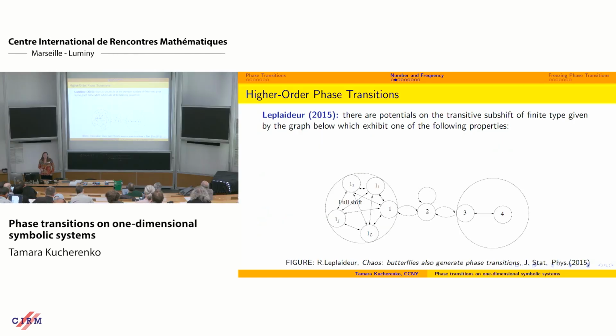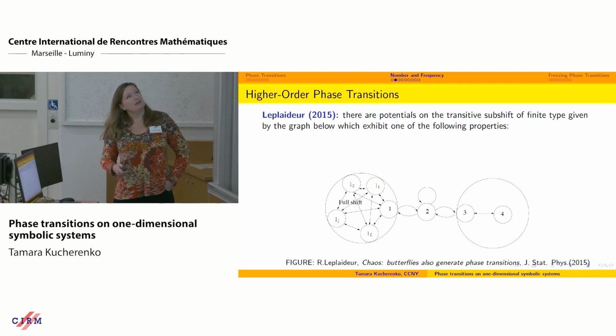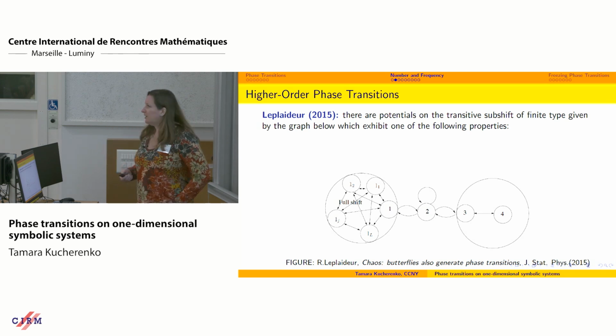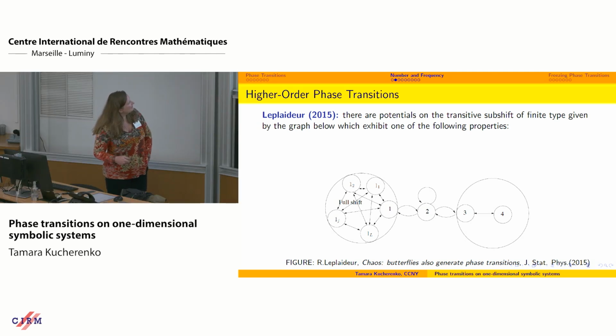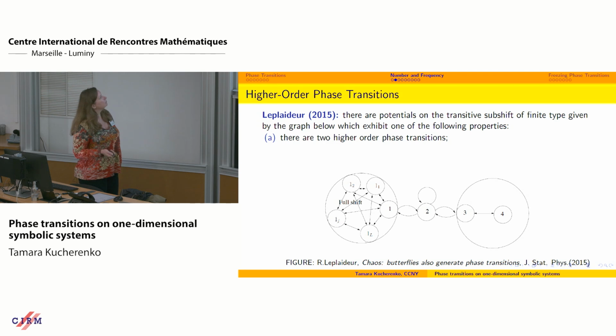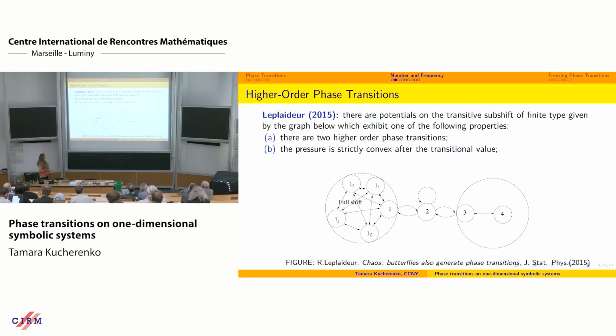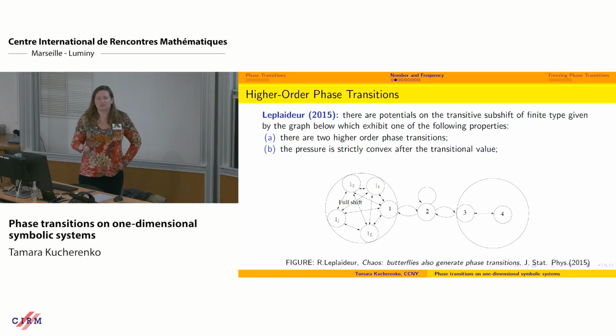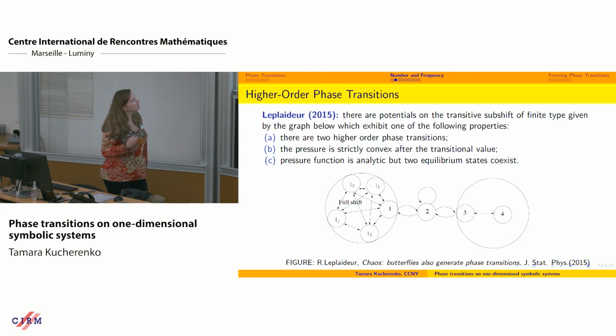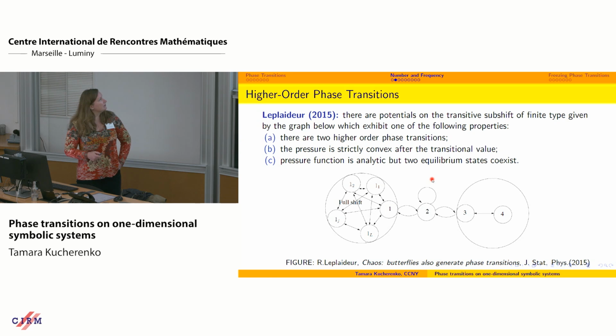Here's another example by Leplaideur, who also studied a parametric family of potentials on this subshift of finite type. I put a picture here from his paper. I think this is a very cool picture. This was a subshift. I'm not going to define the potentials on it, but the phenomena that he observed were the following. We can have two points with higher order phase transitions. We can have the pressure function being strictly convex after the transitional point, so not linear, like in the half-power case. And the last one, we can have analytic pressure functions, but two equilibrium states coexisting. These two phenomena were observed for the first time on symbolic systems.